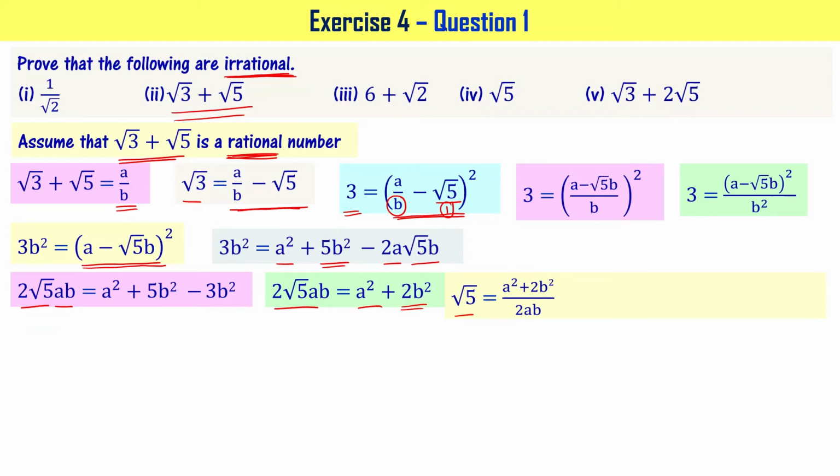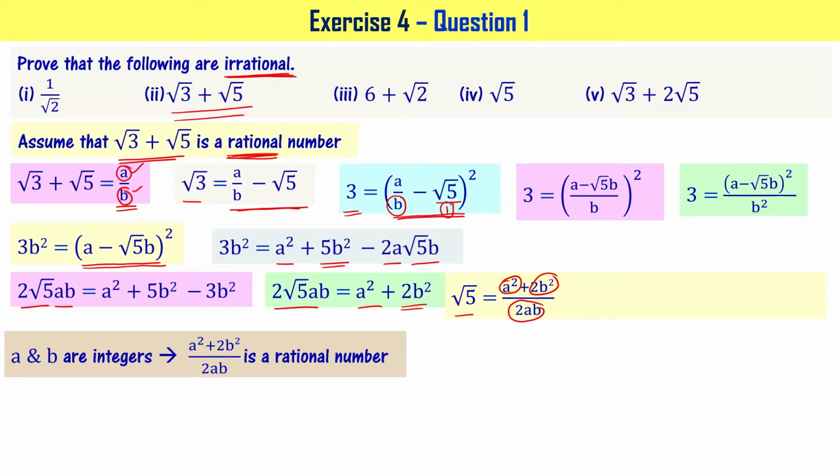We know that a and b are integers, right? That's what we said. That's why a by b is a rational number, right? If a is an integer, then a square is also going to be an integer, right? If b is an integer, 2b square is going to be an integer. Similarly, 2ab is also going to be an integer, right? It means actually the given expression (a square plus 2b square) divided by 2ab is a ratio of two integers. That's why this is called a rational number, right?